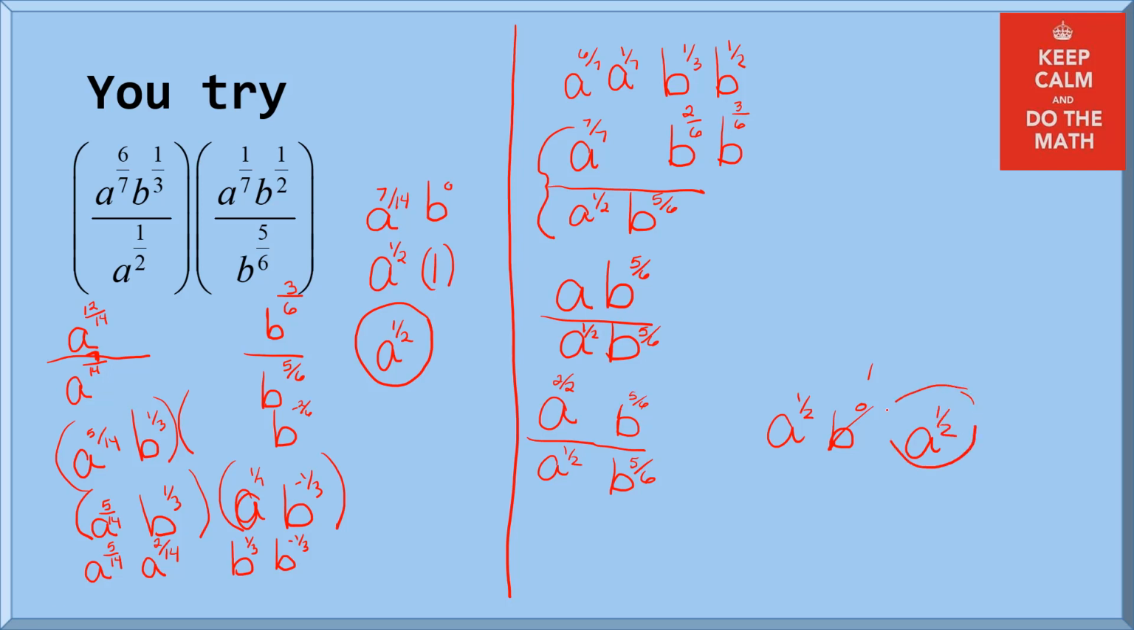You may have simply noticed that over here, anytime you have the same base to the same exponent, when you divide by itself, you get 1. So this could have just been reduced to 1 in that respect. So no matter which way you did it, you should have gotten a to the 1/2.